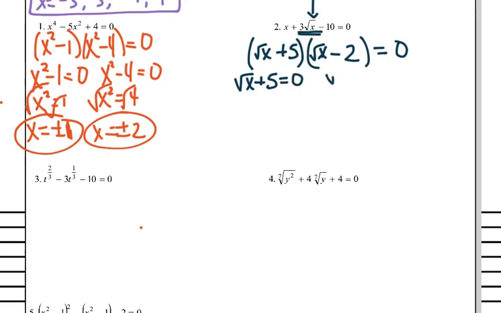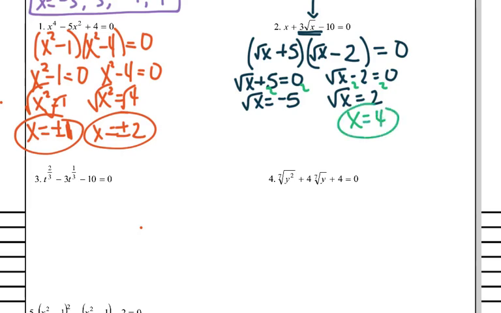You got your mini equation here, you got your mini equation here. If I add negative 5 to both sides or subtract 5 from both sides, and here add 2 to both sides. Now this is a little bit different. I'm not going to square root both sides, I'm going to square both sides. Here I'm going to get x is 4. Here, I'm actually not going to get an answer.